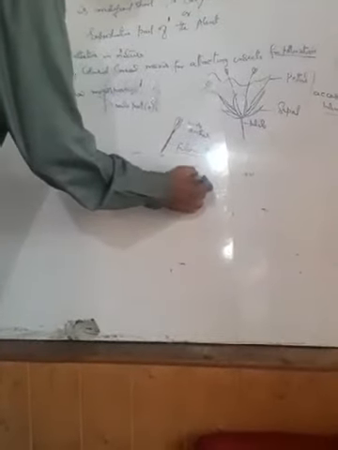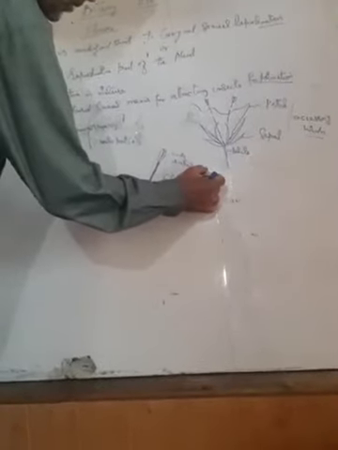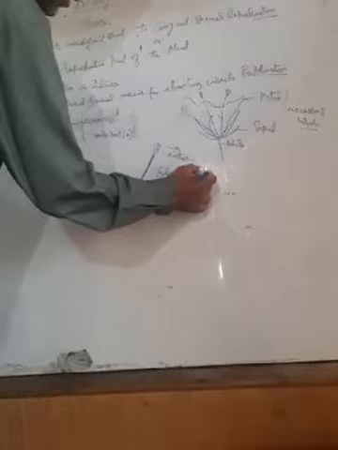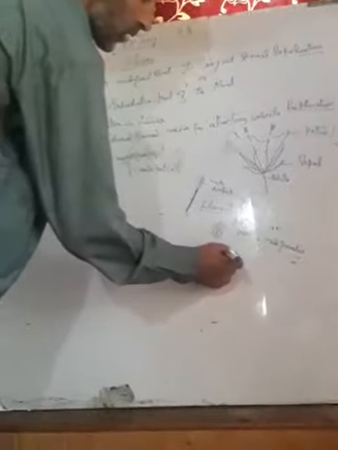This anther is divisible into anther lobes, in which there is the presence of pollen grains. These pollen grains are male gametes or microspores.